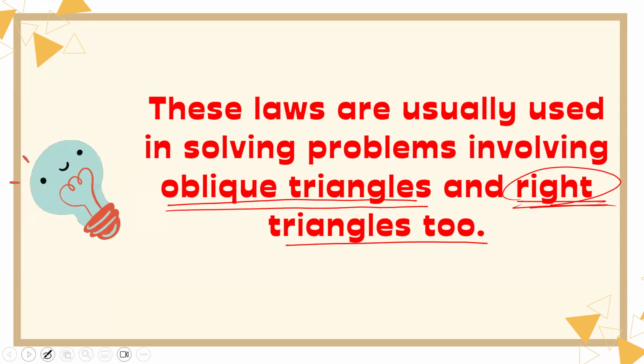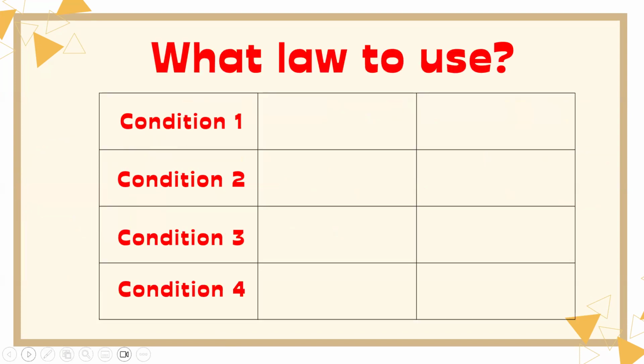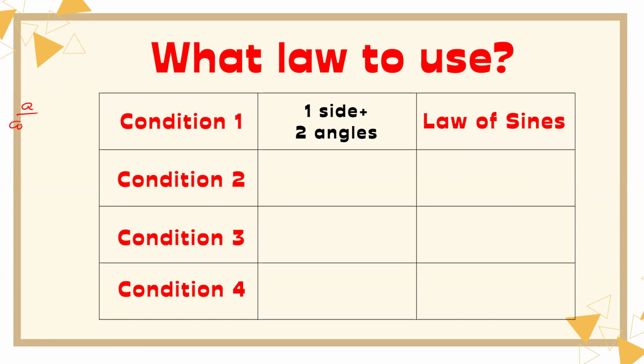So our next question would be, when do we use the following laws, right? When do we use the law of cosines and the law of sines? So if you have one side and two angles given, we use the law of sines, right? Remember, you have a over sine A is equal to b over sine B, right? So if you have two angles and one side, then you can solve for this unknown side. Okay, so we use the law of sines for this particular example.